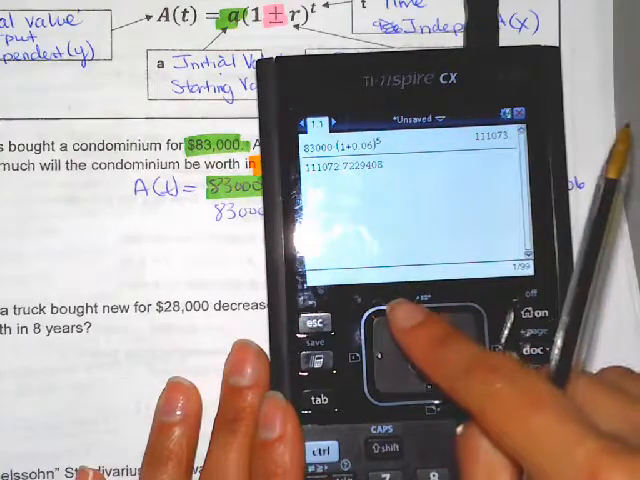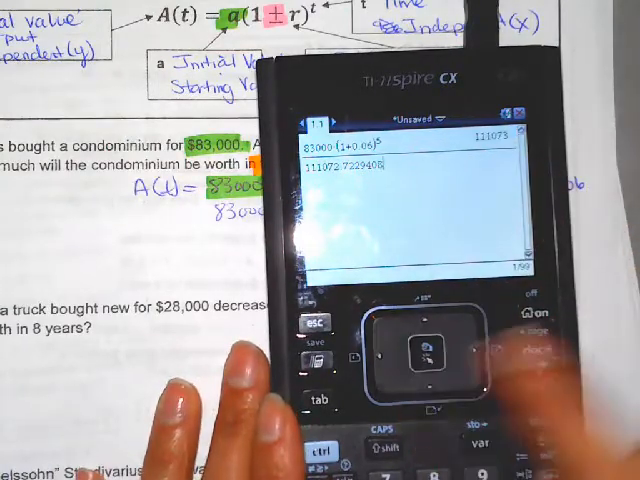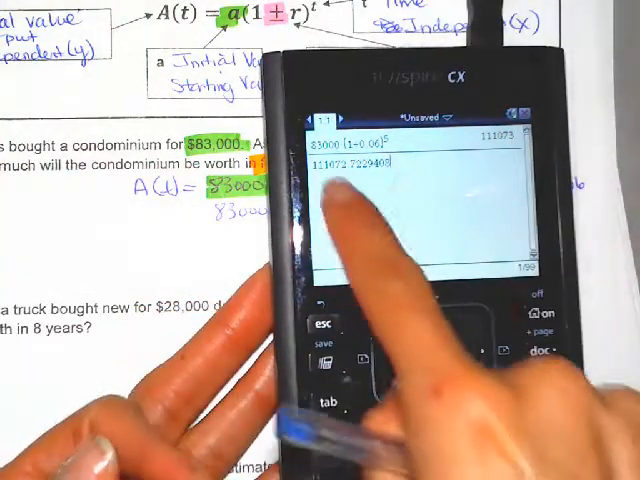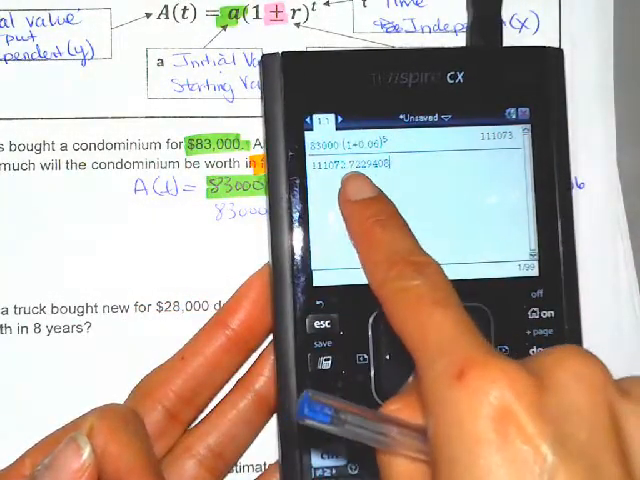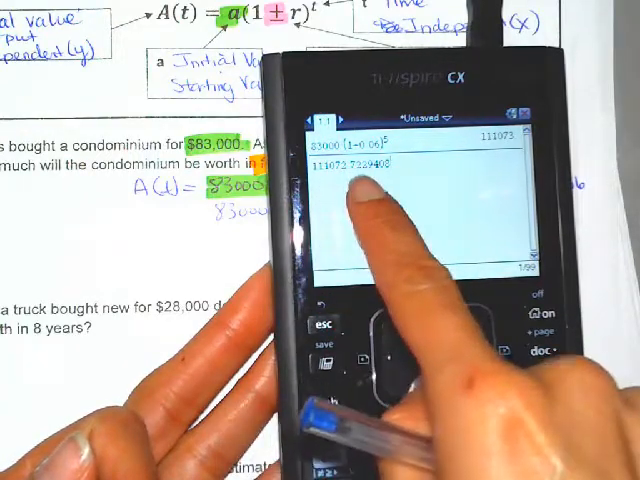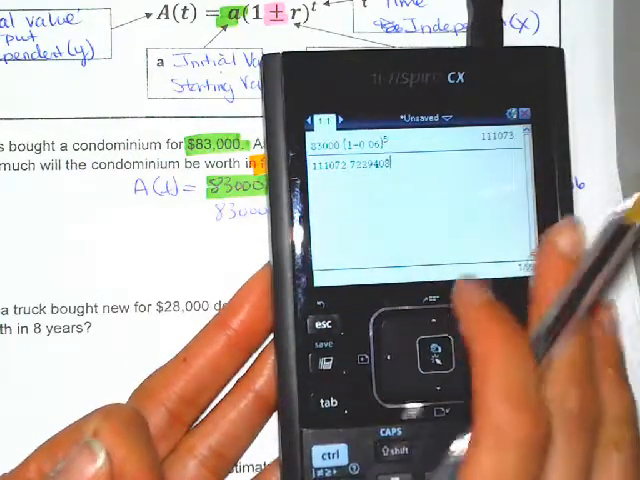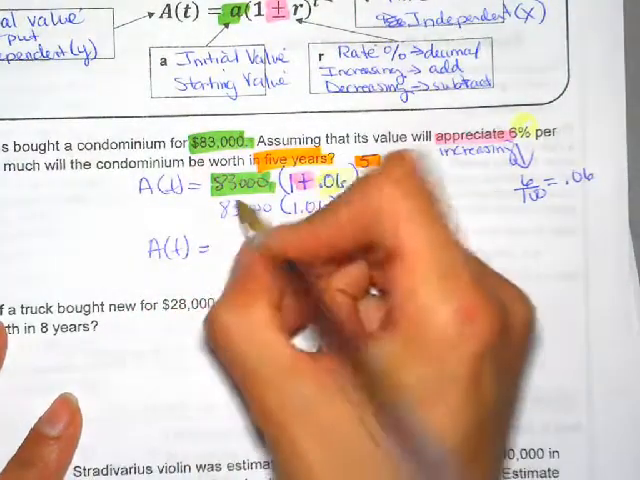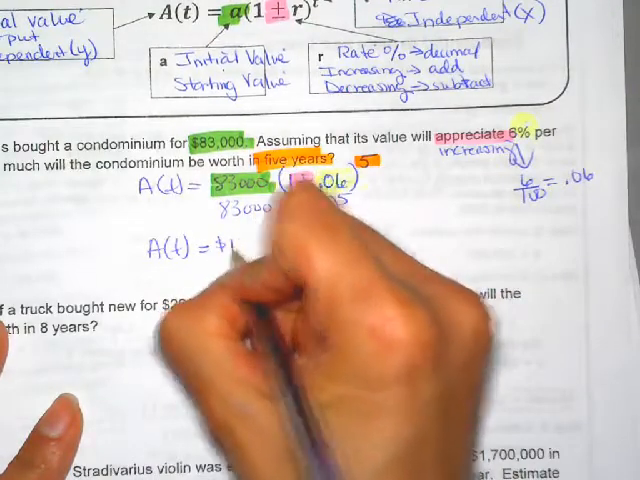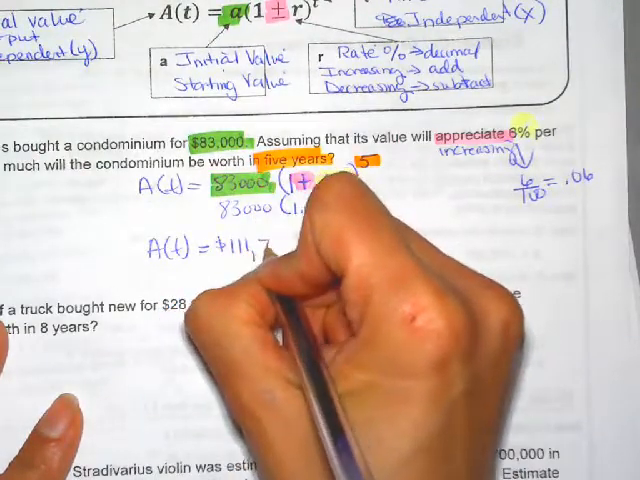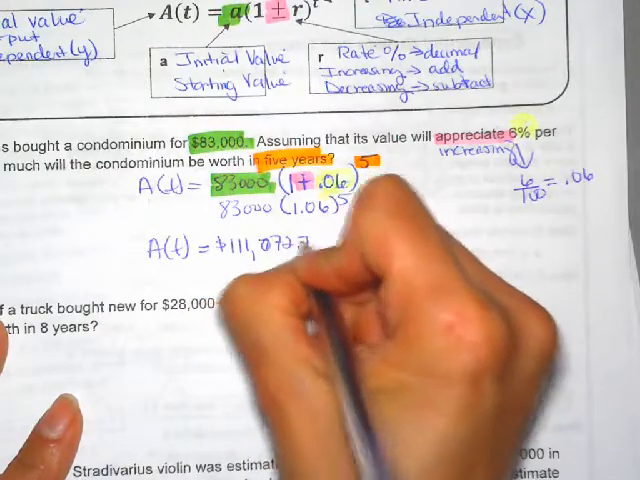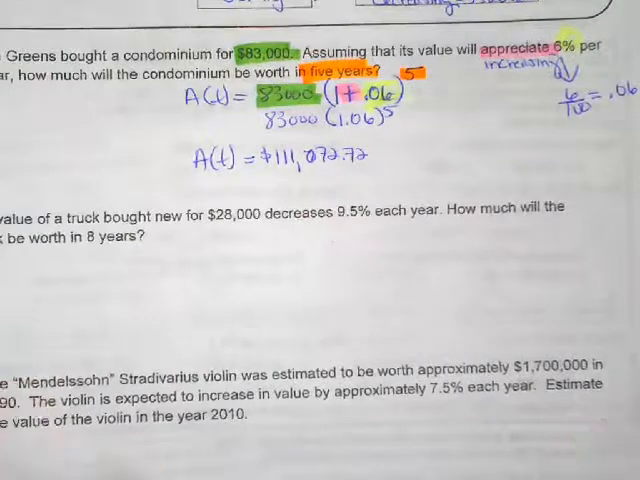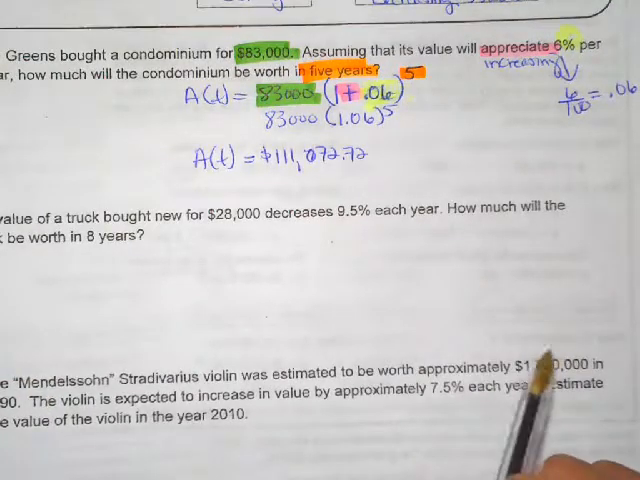But then I asked the class to highlight it and hit enter, and then you get this really long number. So our answer is not this, actually it's this. And we want the cents, so we're going to put this whole value all the way to 0.72 cents because we're talking about money. So our answer is the condominium after 5 years is going to be worth $111,072.72. So watch out for that in the test. It's a little trick that I didn't know in the calculator, so watch out.